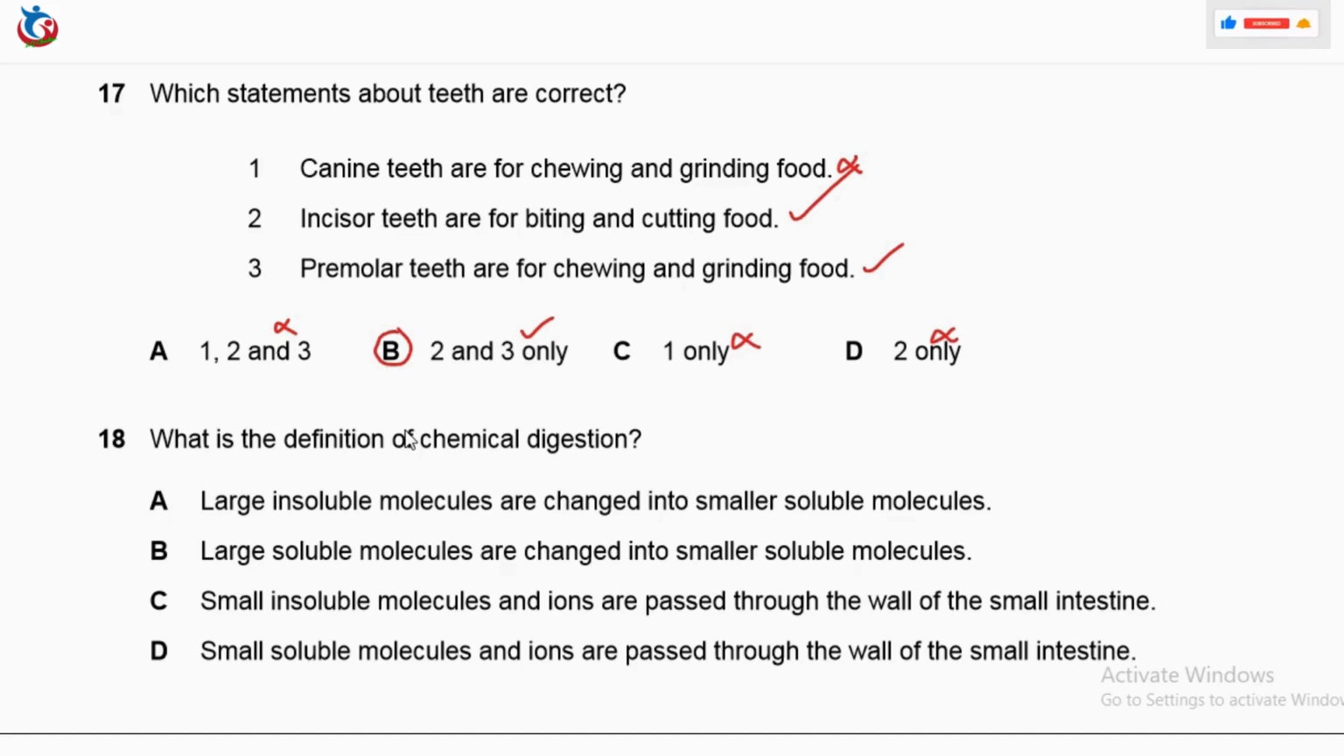Question 18, which says, what is the definition of chemical digestion? If you observe closely, this is a repeated question from October-November 2023. That is why it is important to go through past questions in preparation for the exam. Chemical digestion has to do with large insoluble molecules being changed into water-soluble molecules. So the answer to this is obviously option A. Large insoluble molecules are changed into smaller soluble molecules, and that is the absorbable form.